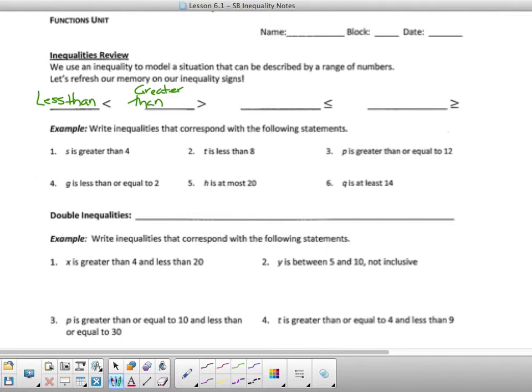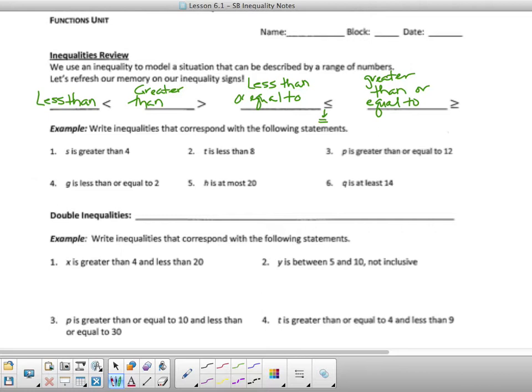When adding a line underneath it, that symbol represents equal to. So therefore, this symbol is less than or equal to. And our other one is going to be greater than or equal to. So as practice, let's go through the following.